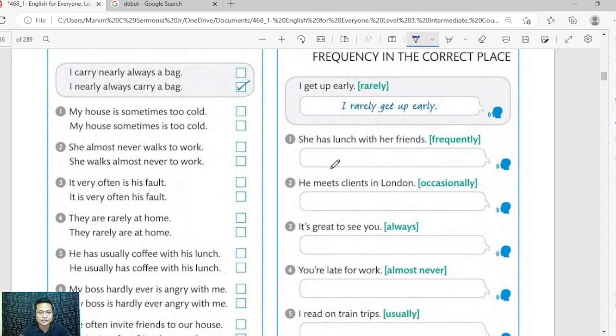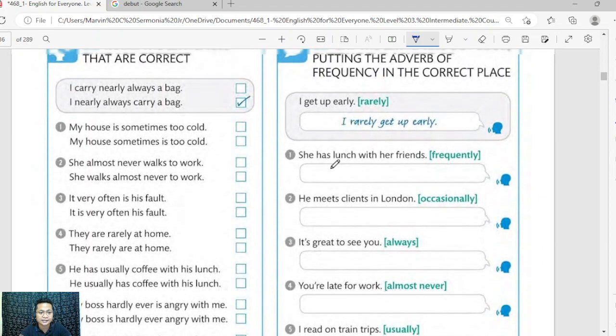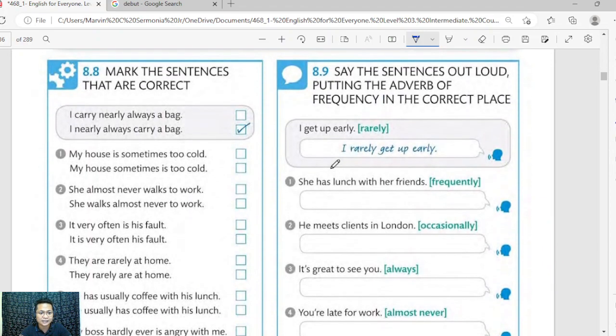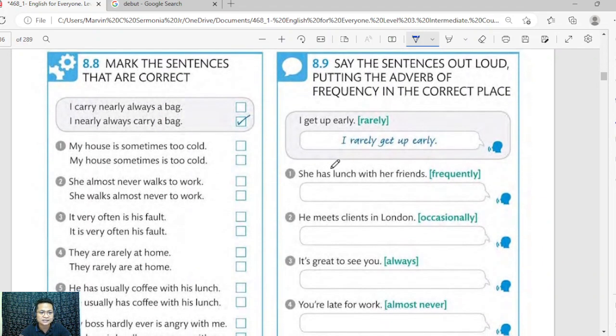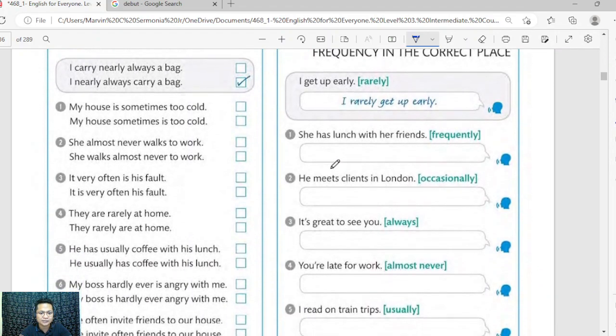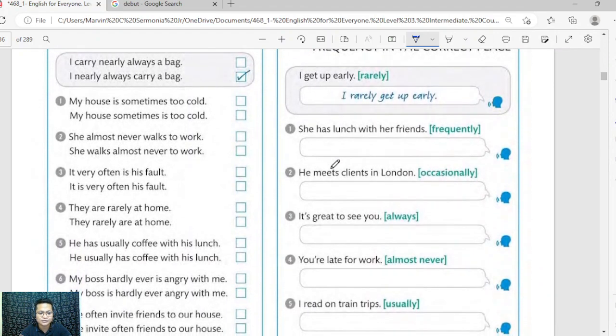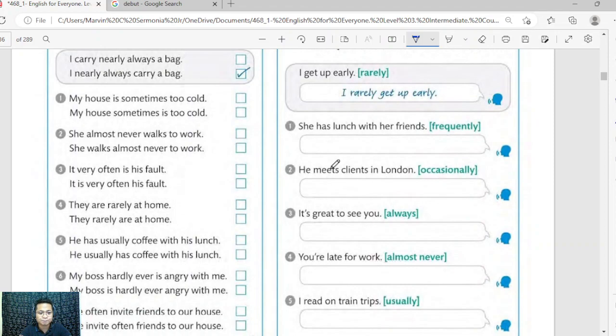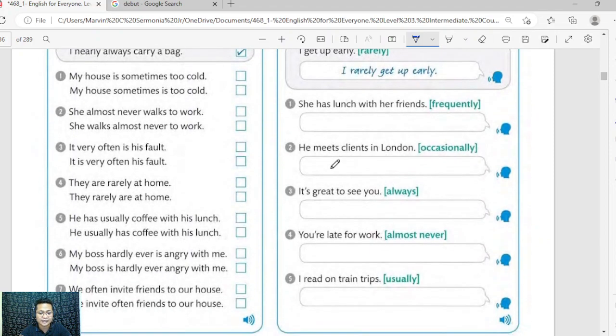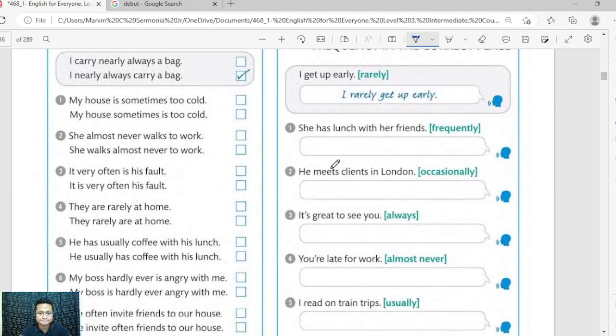With that, we'll try to look at this. Answer 8.8: mark the sentences that are correct. You may pause this video for a while so you may review the correct answer for the following items. Now, to answer this one, you may check your answer here.